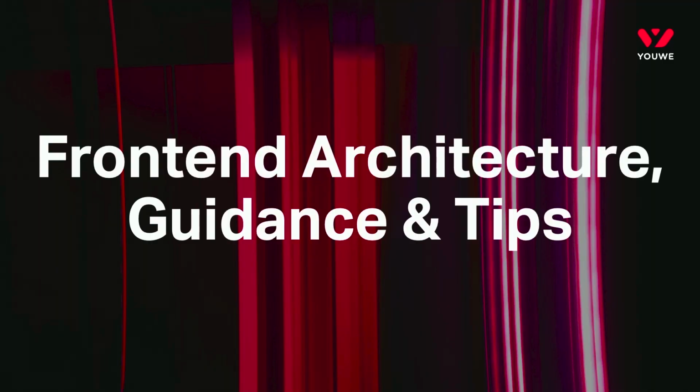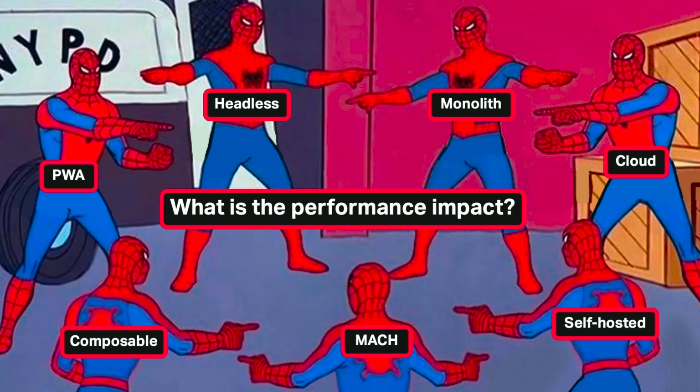Finally, let's move on to a few front-end architecture and a few other little tips. So there are lots of different technologies and approaches out there. What's the difference of doing something with a monolith, like Luma or Hyvä, or headless, or PWA, or composable, or microservices, or even your hosting, whether it's cloud or self-hosted? What impact does that have on your page speed?